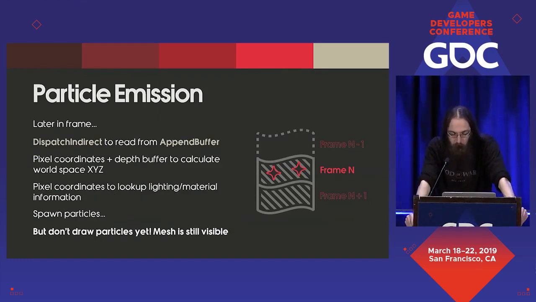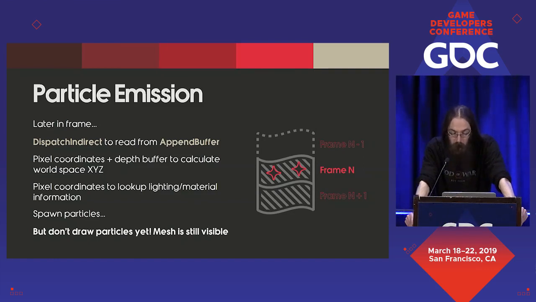Later in the frame, we need to read the append buffer full of pixel coordinates and create particles from them. We run a shader via dispatch indirect in order to process 1 particle per thread. In each thread, we read the pixel coordinates linearly from the append buffer. Note, we don't need to use a consume buffer here.